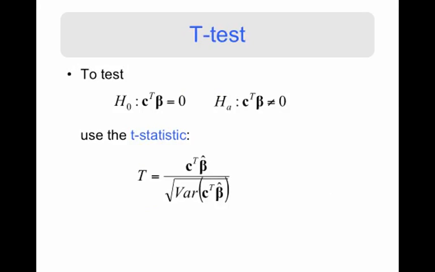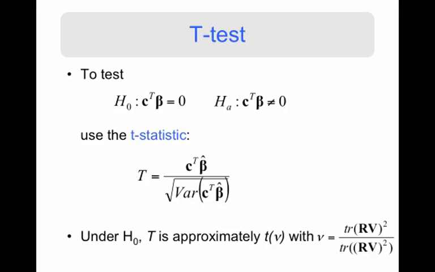So how do we test this? Well, the typical way of testing this would be using a t-test. To test the null hypothesis that C transpose beta is equal to 0 against an alternative that is not equal to 0, we would use the t-statistic. The t-statistic is simply the contrast of the estimated beta values divided by the standard error. Under the null hypothesis, this statistic has an approximate t-distribution where the degrees of freedom depends on the residual inducing matrix R and the variance-covariance matrix V.